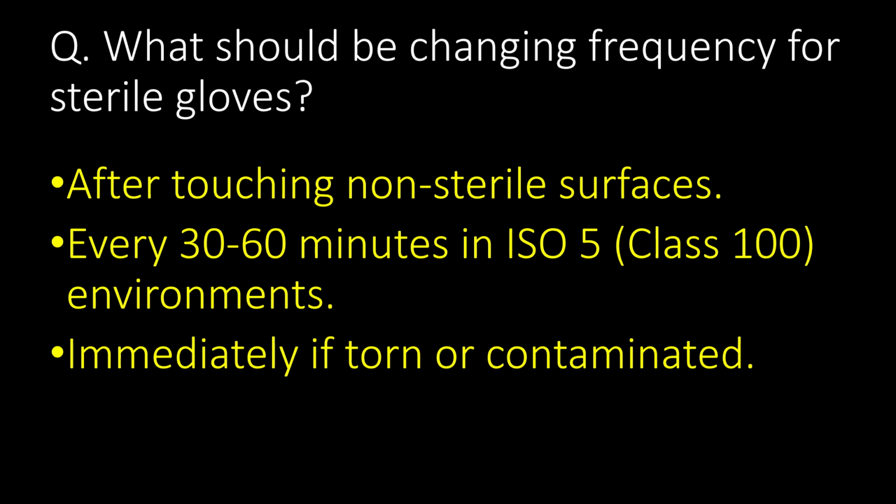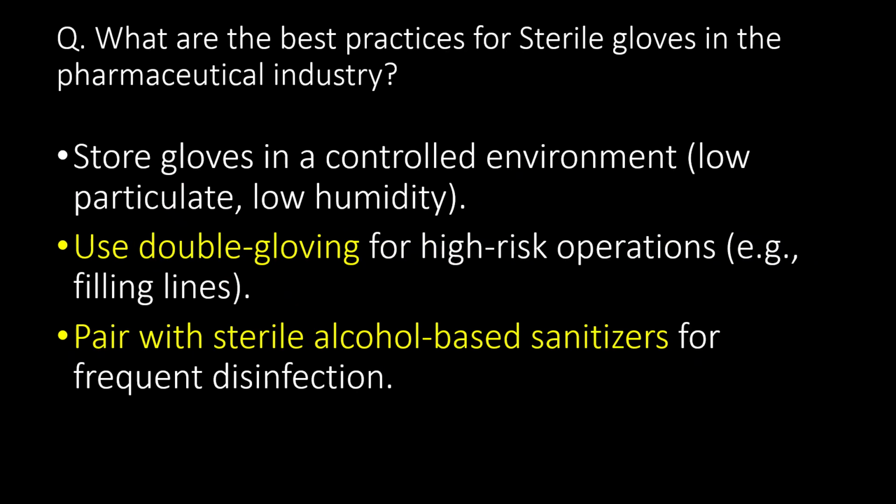After touching non-sterile surfaces. Secondly, every 30 to 60 minutes in ISO 5, that is class 100 environments, and immediately if torn or contaminated. What are the best practices for sterile gloves in the pharmaceutical industry? Store gloves in a controlled environment, that is low particulate and low humidity.